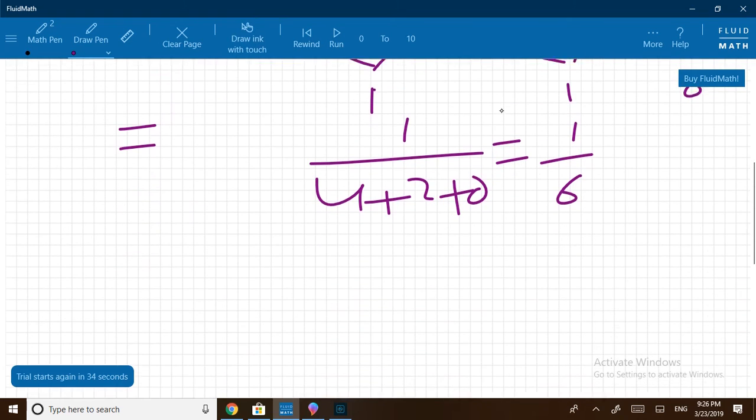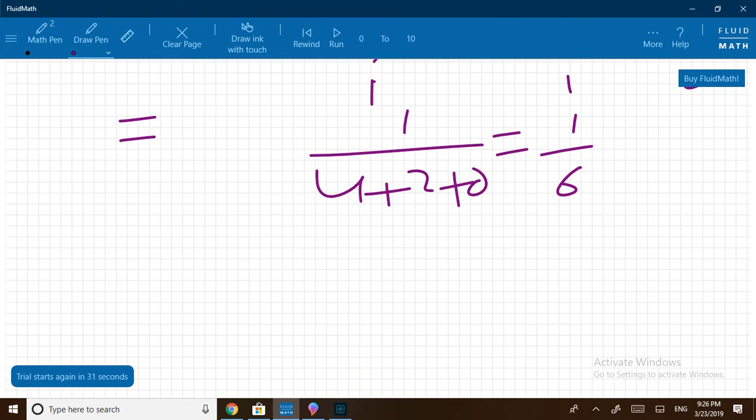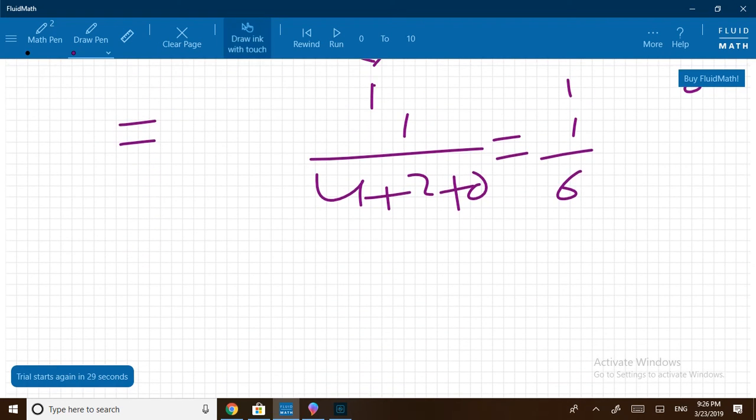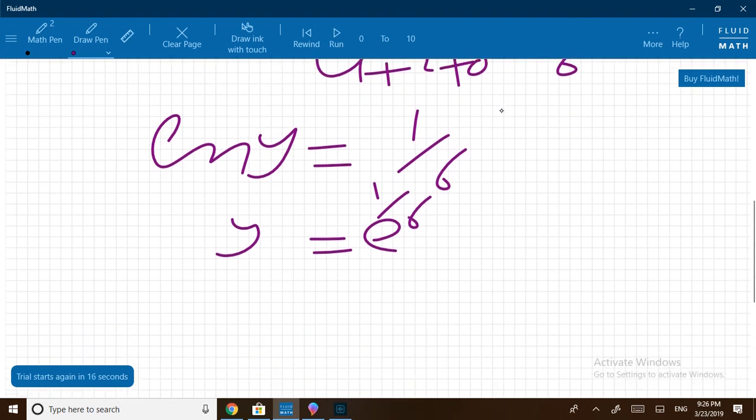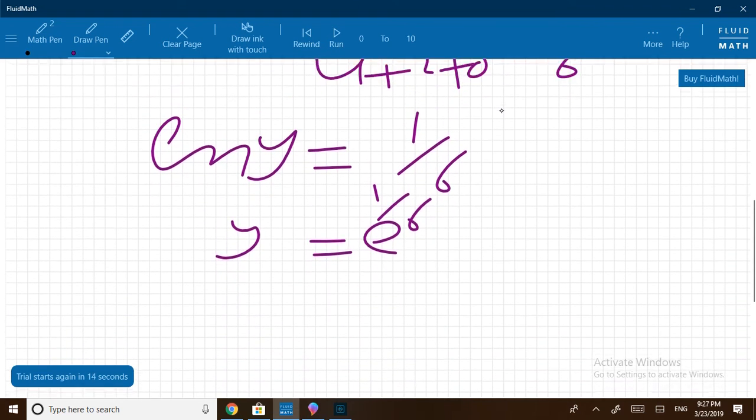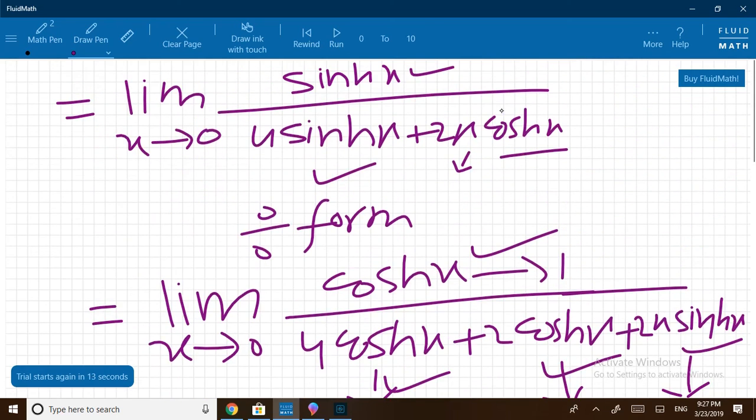Since we took the natural log, natural log of y is equal to 1 divided by 6, and y is equal to e raised to the power 1 by 6, which is our answer. Okay, take a look.